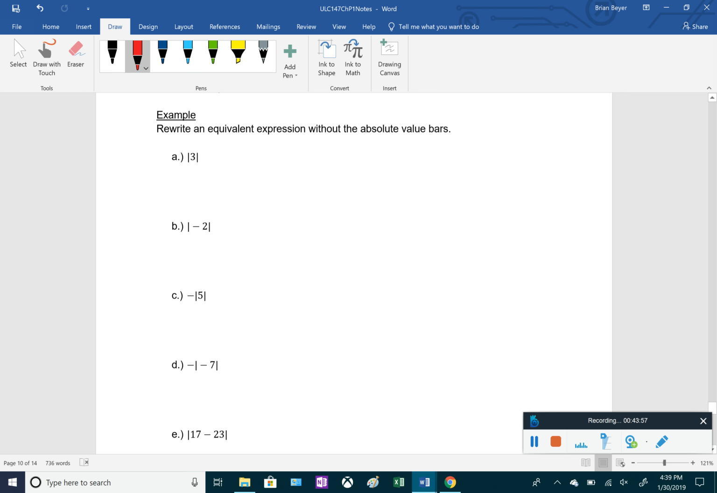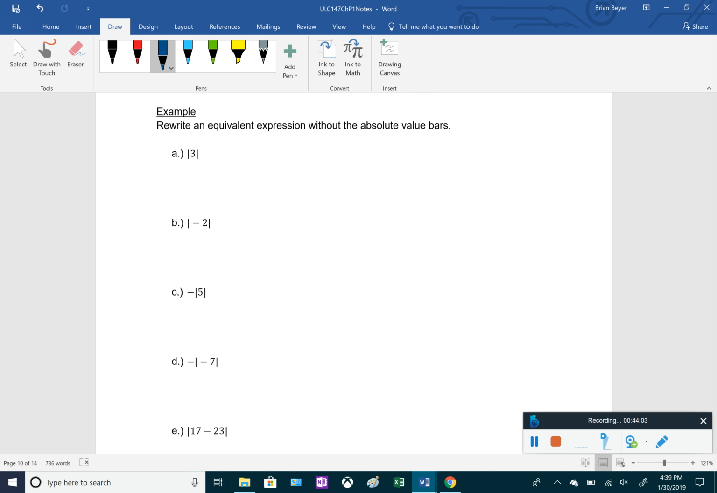So let's do some examples, start off simple. Let's rewrite each expression without the absolute value bars. We have the absolute value of 3. This is saying how far away is 3 from 0 on the number line, which is just 3.